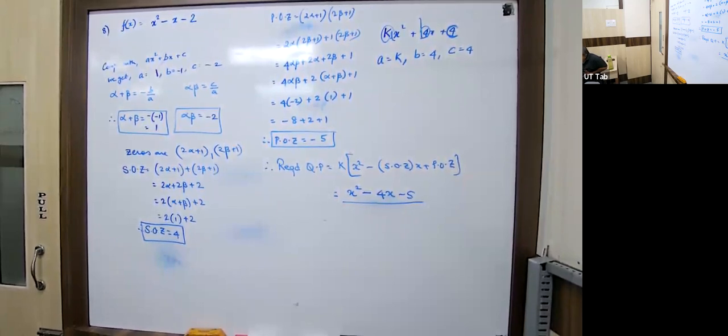So what is x? Minus 5. I had only one variable, so I could find out the value of x. Is that clear? I needed only one equation.